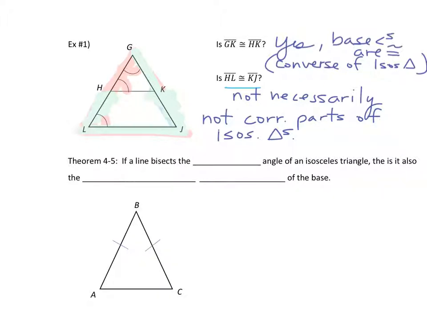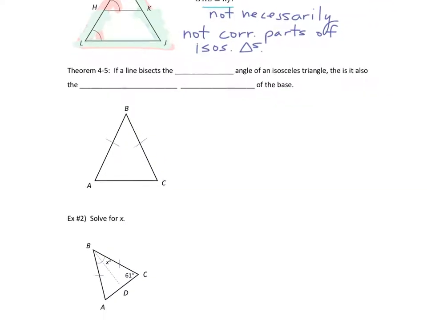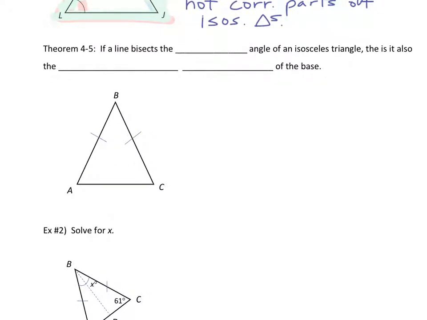Okay, last theorem, and then we're done. One example with this theorem. The theorem says this, and you don't need to memorize the number, I don't care about the number, but what it says is if a line bisects the vertex angle of an isosceles triangle, then it is also the perpendicular bisector of the base.